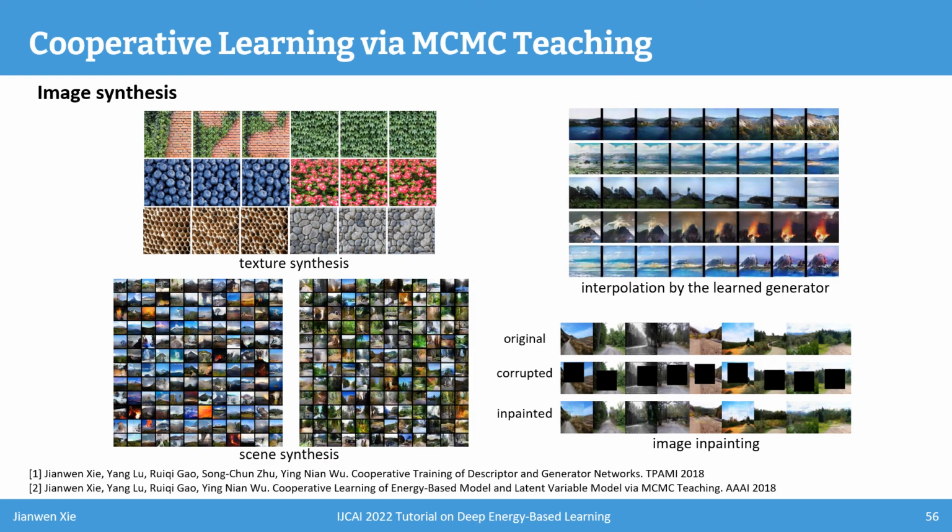These are the qualitative results obtained by the cooperative learning framework. Figures shown on the left-hand side are synthesized images generated by the cooperative learning algorithm. The latent space of the generator trained by MCMC teaching can also be useful for image inpainting and interpolation. Results are displayed on the right-hand side.